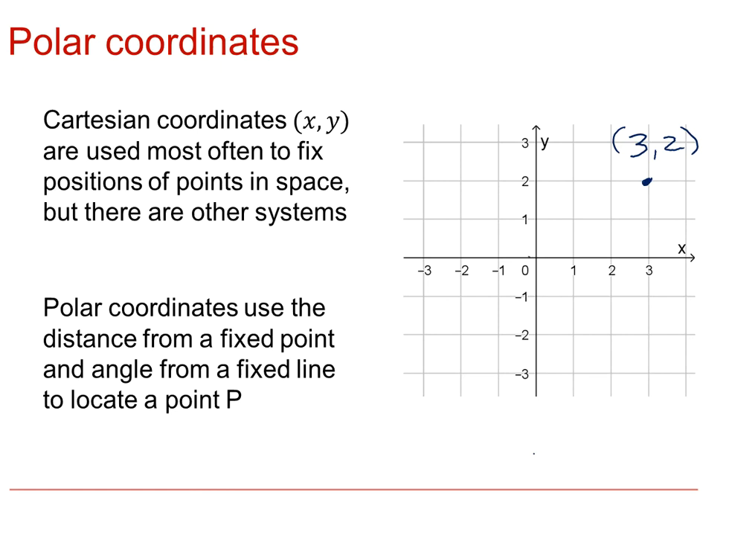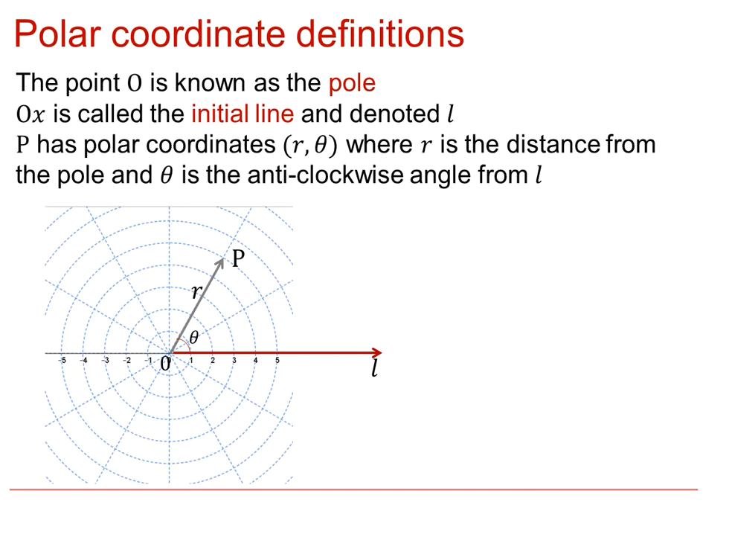Doing that to get to that same point (3, 2), you would have a system where you have a distance r and an angle from the x-axis, theta. Those polar coordinates would then be (r, theta) as opposed to (x, y) for the Cartesian. The grid for polar coordinates thus looks more like a dartboard. The point O is known as the pole. In other words, it's the centre.